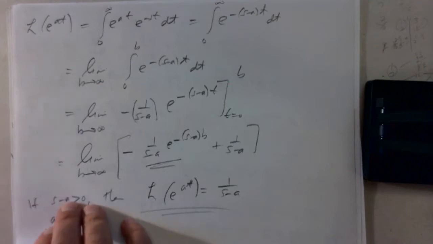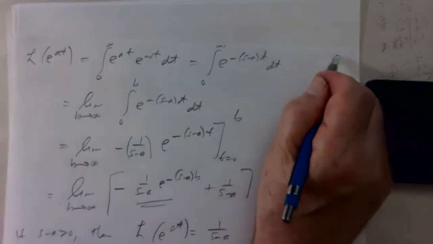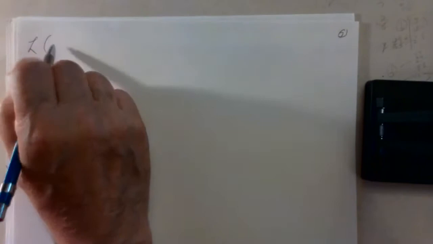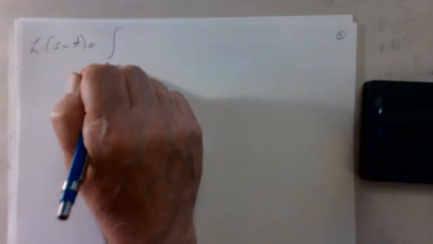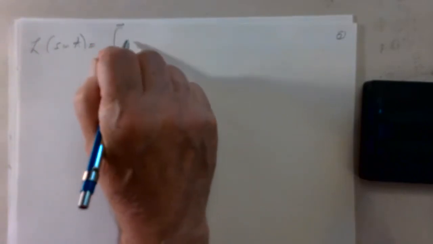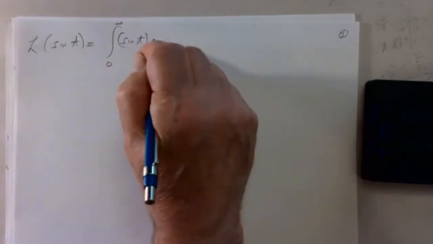I'd like to try to compute the Laplace transform for the sine, and normally I would do this using complex numbers, but let me try to do it first without using complex numbers. Suppose I want to try to compute the Laplace transform of the sine of t. So that's the integral from 0 to infinity of sine of t e to the minus st dt.